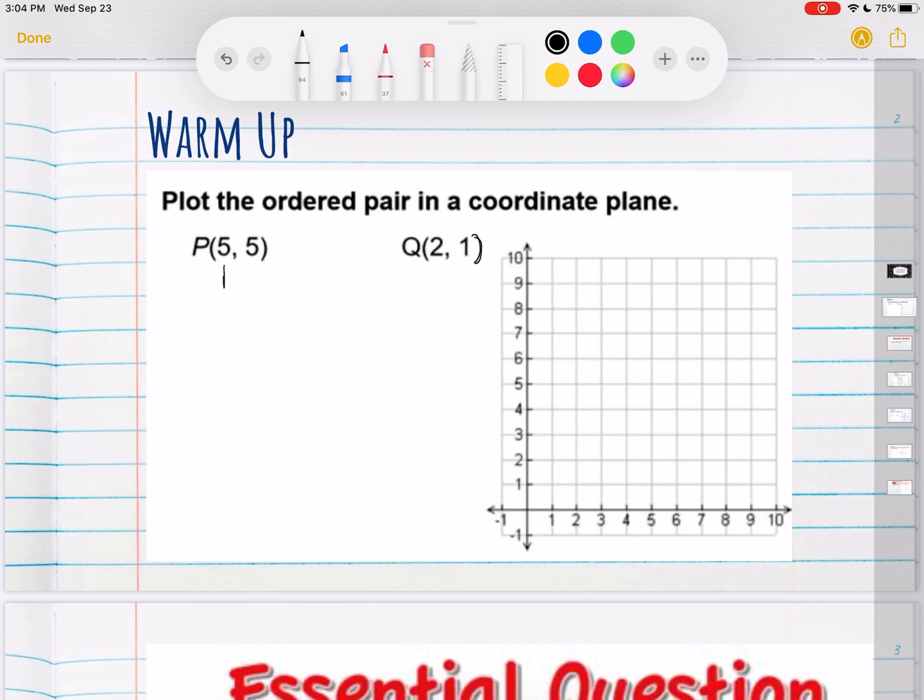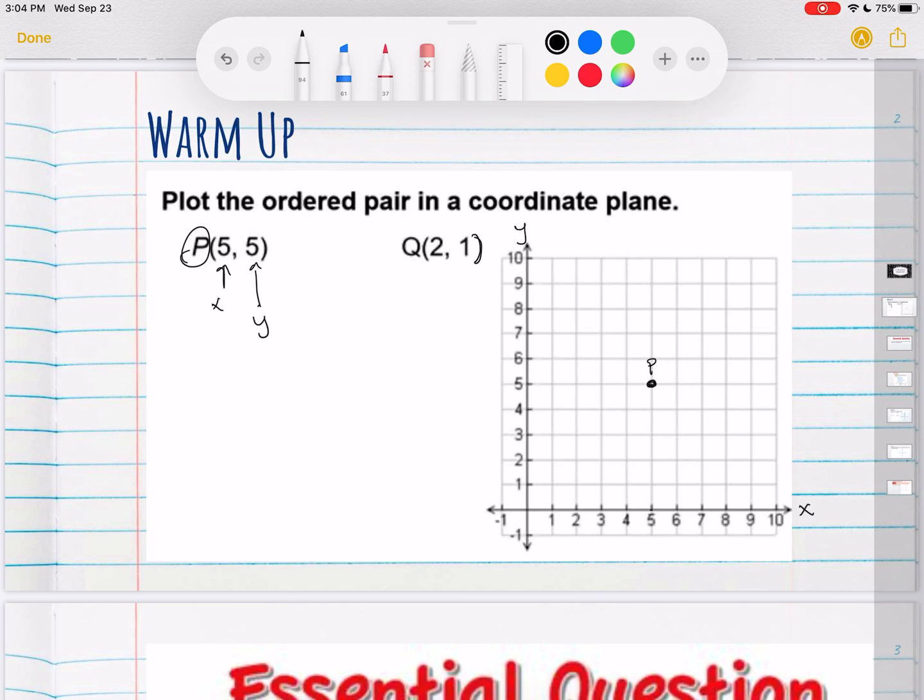So remember, this is the x-coordinate. This is the y-coordinate. So my y-axis, my x-axis. So to plot P, I'm going to go to 5 on my x-axis. So 1, 2, 3, 4, 5. And then I'm going to go to 5 on my y-axis. So I'm going to go up 5. 1, 2, 3, 4, 5. And that's right here. And this is P, so I should label it P.